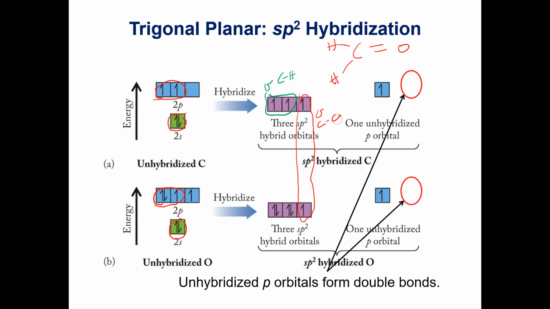So these two hybrid orbitals will form a sigma bond between the carbon and the oxygen, and these two sp2 orbitals from carbon will form a sigma bond between the carbon and the hydrogen. These two p orbitals that are left will form the pi bond between the carbon and the oxygen. So we get one sigma bond and one pi bond.